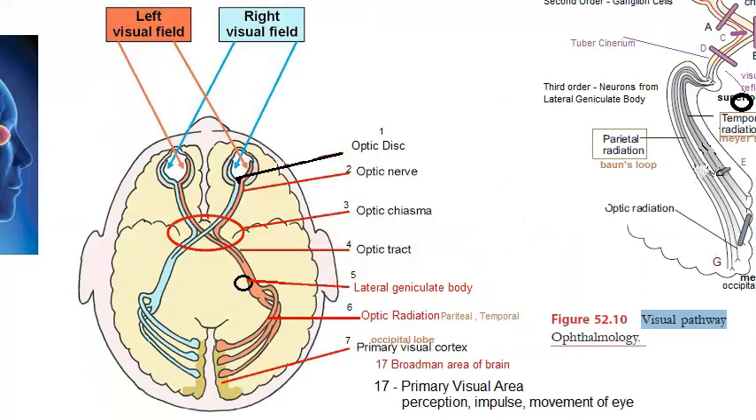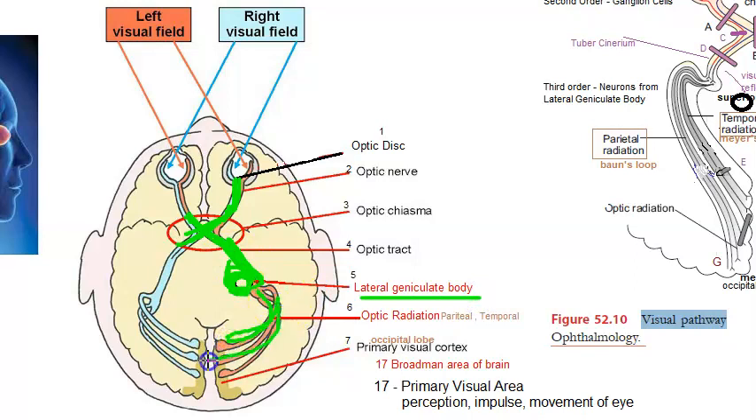From here, the next station will be the optic nerve. Then there is the optic chiasma, where left and right cross over. This is the optic chiasma, the third station. Then fourth, you have the optic tract. Then you have the lateral geniculate body, the fifth station. Then you can see the optic radiation.